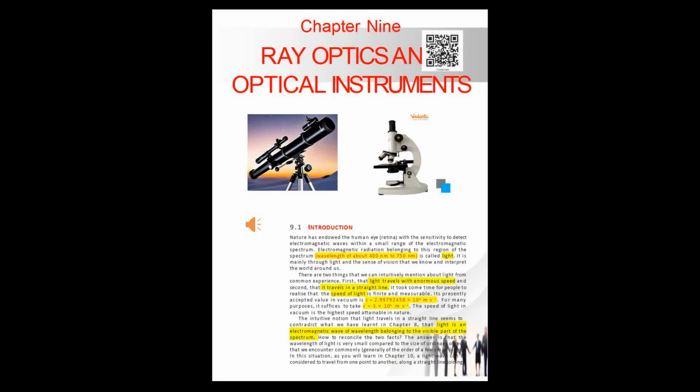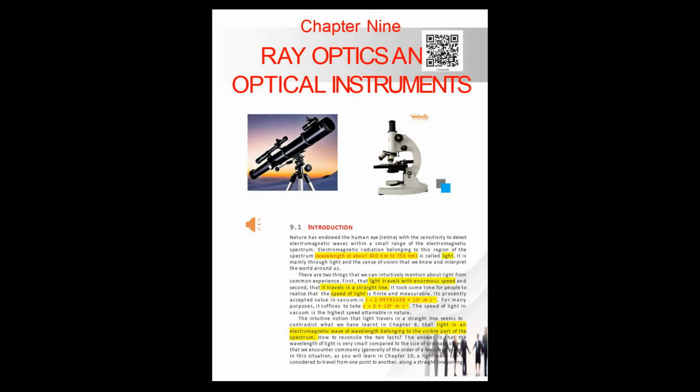around us. There are two things that we can intuitively mention about light from common experience. First, that light travels with enormous speed, and second, that it travels in a straight line. It took some time for people to realize that the speed of light is finite and measurable. Its presently accepted value in vacuum is c equals 2.9979245 times 10^8 m s^-1. For many purposes, it suffices to take c equals 3 times 10^8 m s^-1. The speed of light in vacuum is the highest speed attainable in nature.